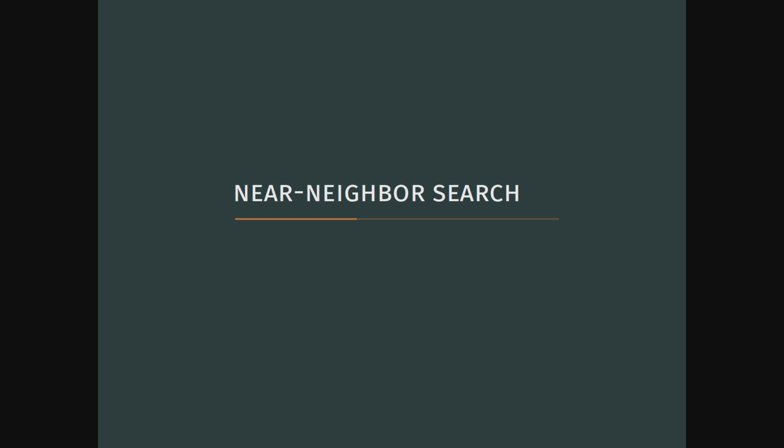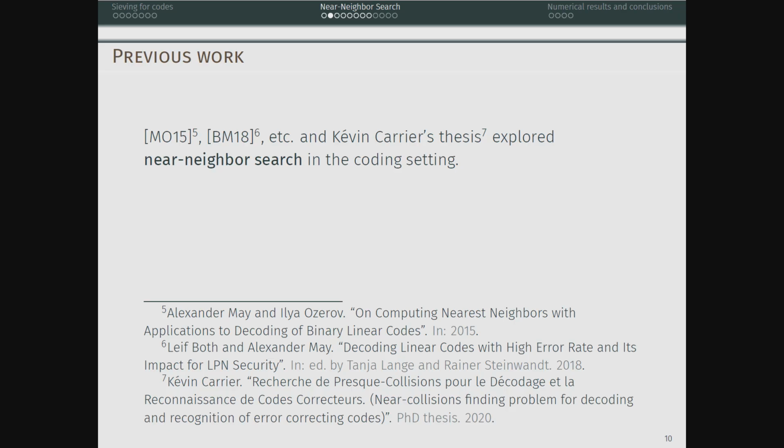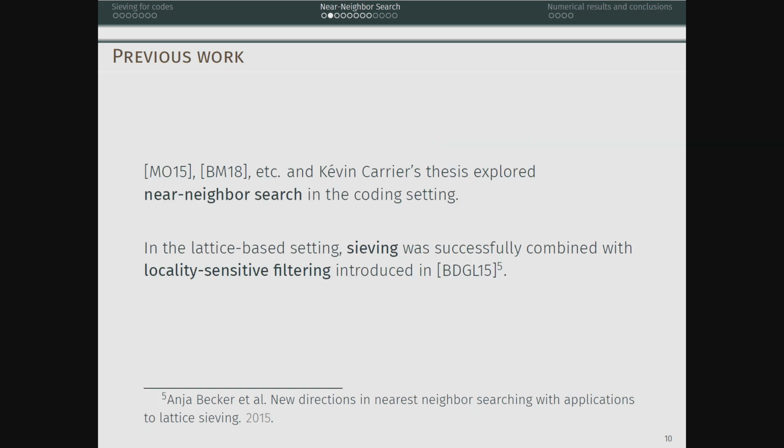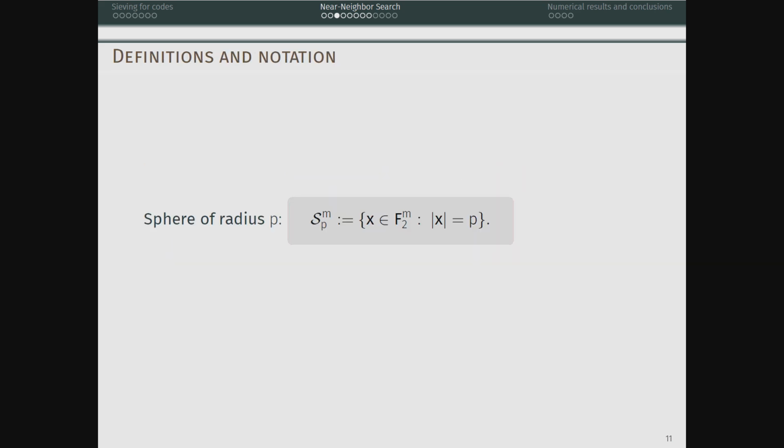So let us now focus on near neighbor search. This type of technique was already introduced in the context of information set decoding even without sieving, in the work by May and Ozerov, and in the thesis of Kevin Carrier. In the lattice-based world, it was quite successfully combined with sieving techniques, in particular locality-sensitive filtering, introduced in the paper by Becker et al. But before I describe how these techniques combine well together, I will start with certain definitions that will be relevant through the rest of this talk, where we have a sphere of radius p, which is the set of all the vectors of weight p.